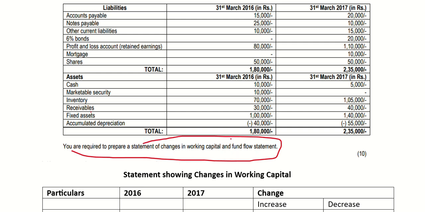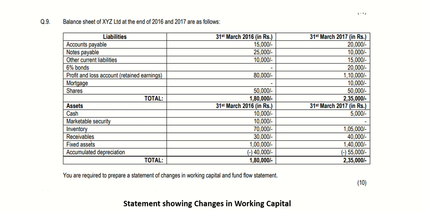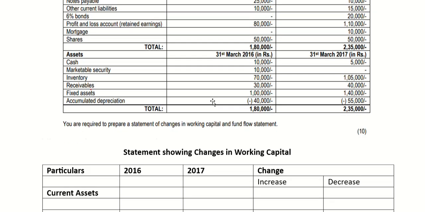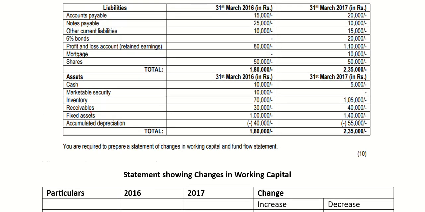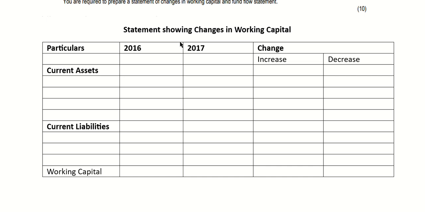Remember, even if the question was just to prepare a fund flow statement, we would have to prepare a statement showing changes in working capital. This is because the change we find through the statement showing changes in working capital will also become a part of our fund flow statement. I will show you how it comes. As per the question, we are going to prepare a statement showing changes in working capital first.